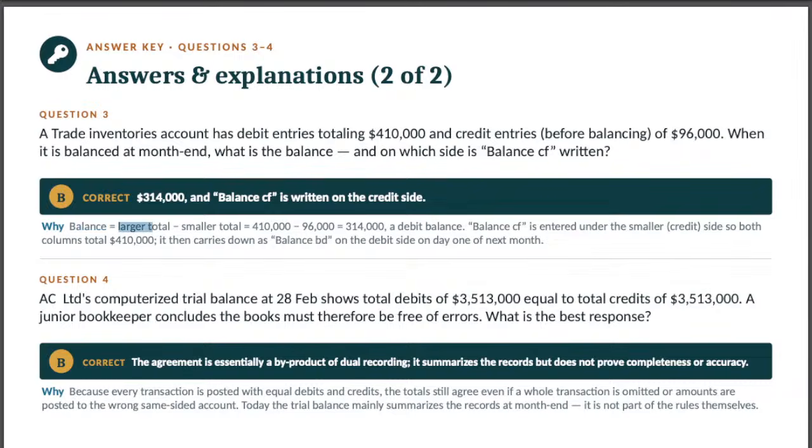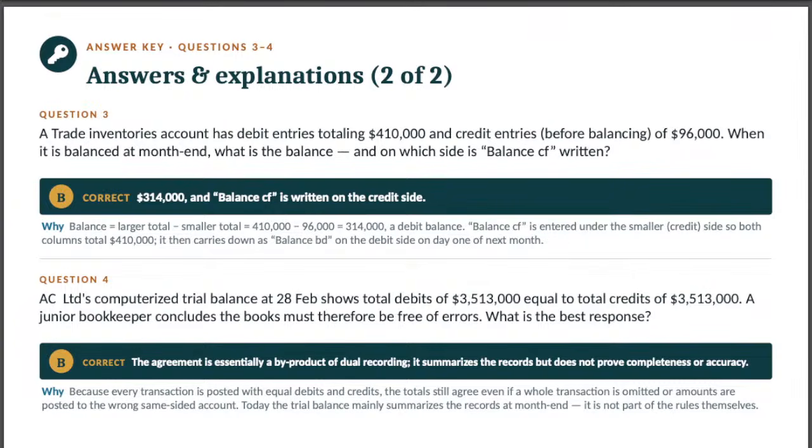Balance: the larger total minus the smaller total equals 410,000 minus 96 equals 314,000. And that's a debit balance. So the balance carried forward is entered under the smaller credit side, so both columns total 410,000. It then carries down as a balance brought down on the debit side on day 1 of the next month. And the balance is written on the credit side, the smaller side. It's harder to see without the diagram, but yeah, it was 3B.